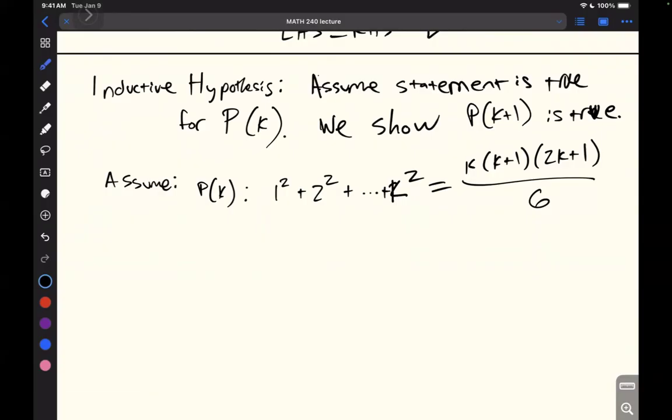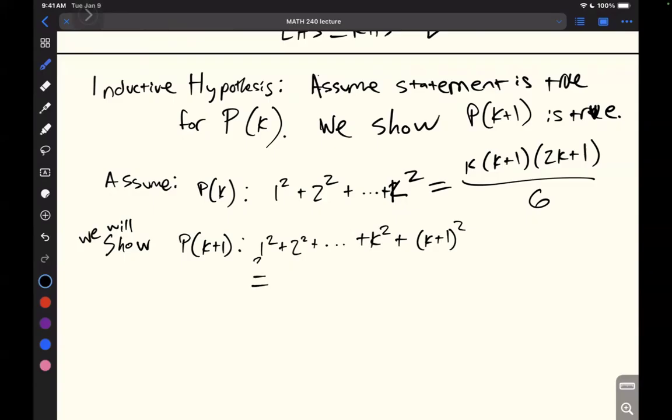And so now we want to show that it's true for P of K plus 1. So just for our benefit, we will show P of K plus 1, which is 1 squared plus 2 squared plus ... K squared plus K plus 1 squared is going to be equal to, but I'll write a question mark over it for now.